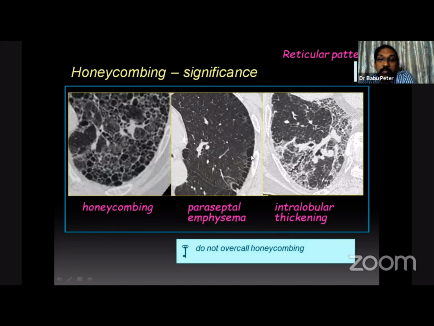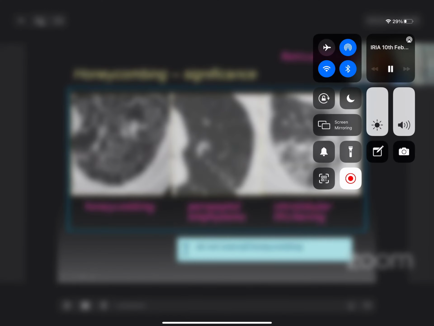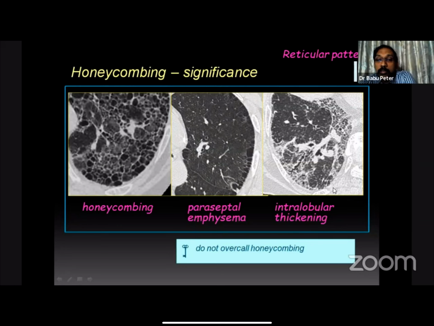So in paraseptal emphysema, you see the cystic air spaces, which are usually of a single layer. And interlobular septal thickening should not be confused with honeycombing. The difference is you see fine cystic spaces in multiple layers with thick walls. So here you get the cystic areas where the walls are relatively fine and thin. And this is interlobular septal thickening. So we should not always overcall honeycombing.